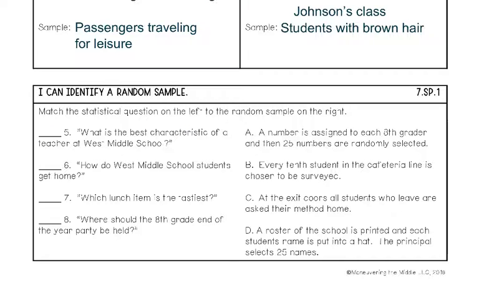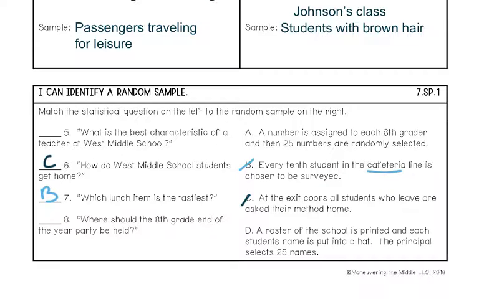It says, how do West Middle School students get home? Since we're talking about people getting home, we should be looking at the exits. We should be looking at the exit doors. And all the students who leave are asked their method home. That should be C. For question 7, it says, which lunch item is the tastiest? So we want to ask everyone in the cafeteria. So we should be looking at the cafeteria and looking at every 10th student who comes into the line to be surveyed.